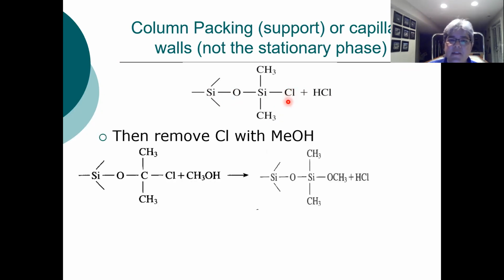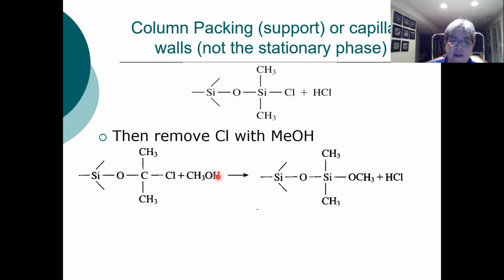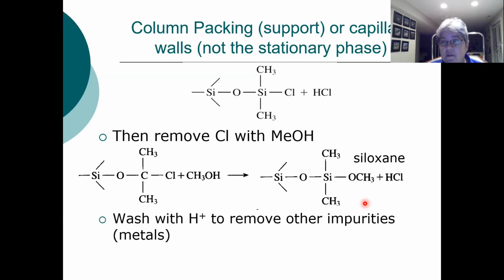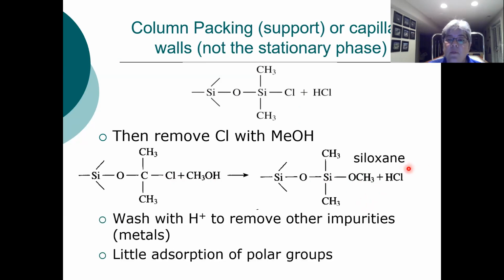So then what they do is take that and react it with methanol. Okay, so then again, the Cl can react with the H and you wind up with this OCH3 group on there. Okay, this is called a siloxane. You then have to wash it to get off any other impurities. Now, this actually makes a great support. The polar groups won't stay on this.